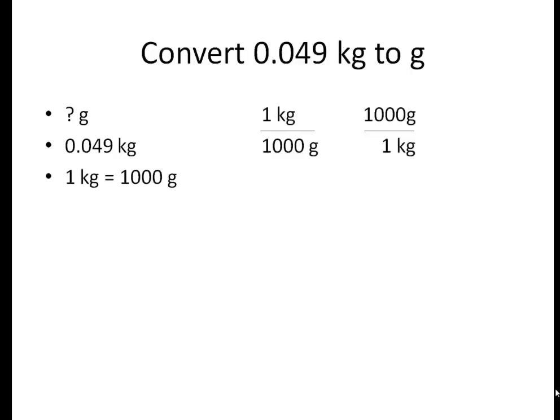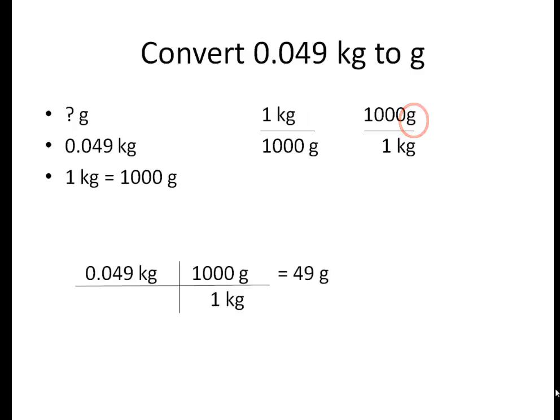I'm going to convert 0.49 kilograms to grams. I'm looking for grams. I have kilograms. My relationship is 1 kilogram is 1,000 grams. I can again write two different conversion factors, 1 kilogram over 1,000 grams or 1,000 grams over 1 kilogram. Because I'm looking for grams, I want the conversion factor on the right because that puts the grams at the top of my problem. I'm going to start with the number given to write my problem.